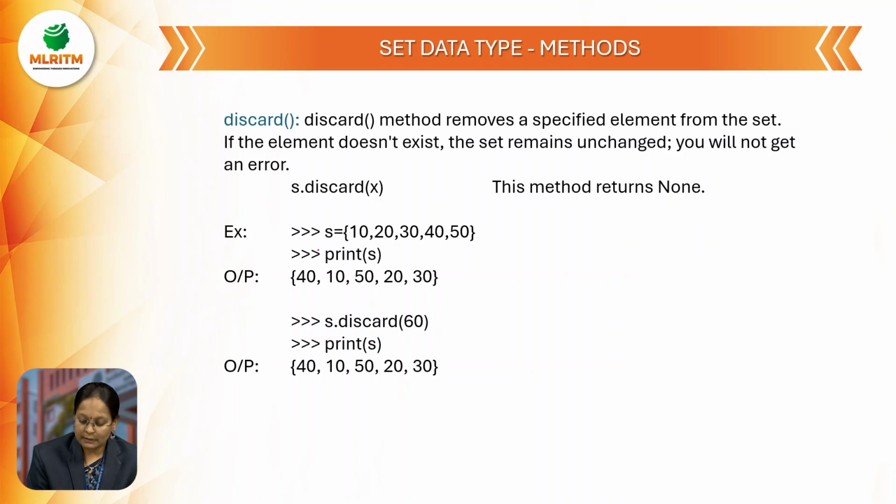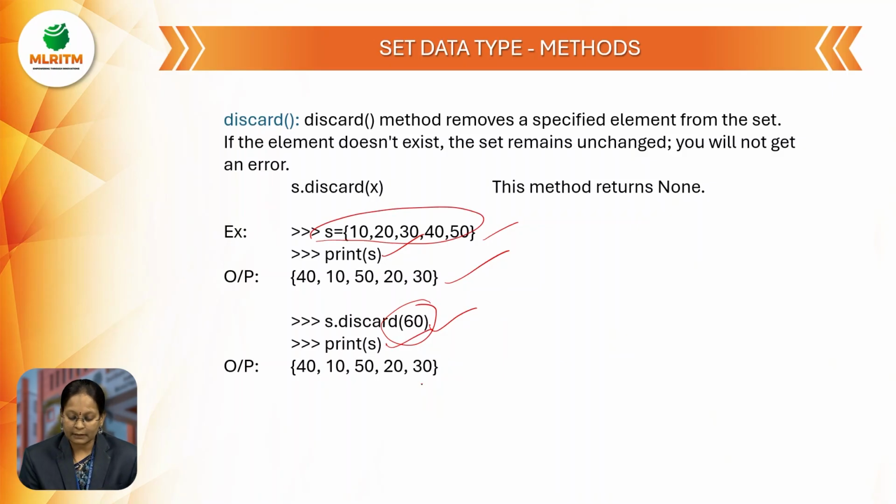So for discard, S is equal to 10, 20, 30, 40, 50 with the 5 elements. I am printing the set. Now S dot discard of 60. This 60 is not present in the given set and I am trying to print. Here 60 is not present, but we are using the discard method, so it will not give any error. If we are using the remove method, then it will give an error. So it prints the set elements.